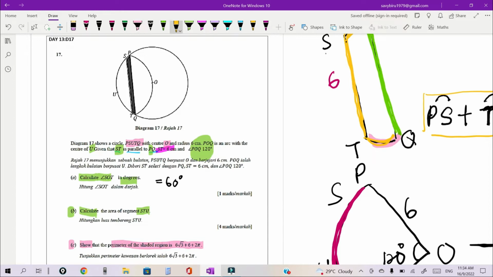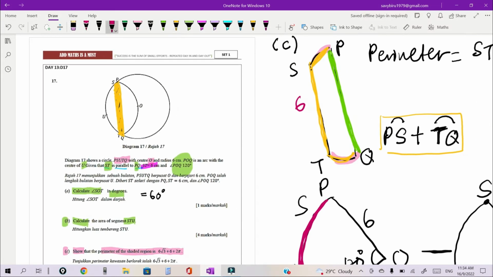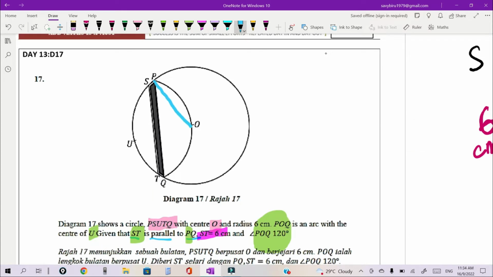So this is the shaded region. To find the perimeter of the shaded region, you need to find the length of ST, where the ST length is given as 6 cm, and then the length of PQ, and then the length of arc PS, and then the length of arc TQ. First, we find the length of arc PSUQ.